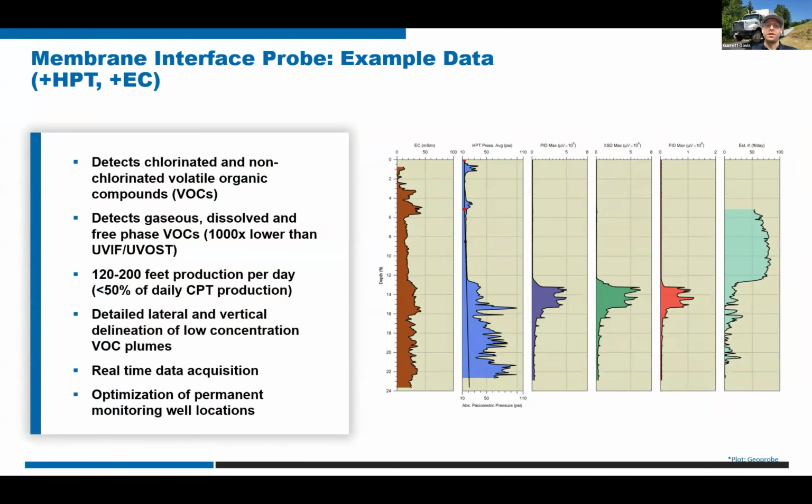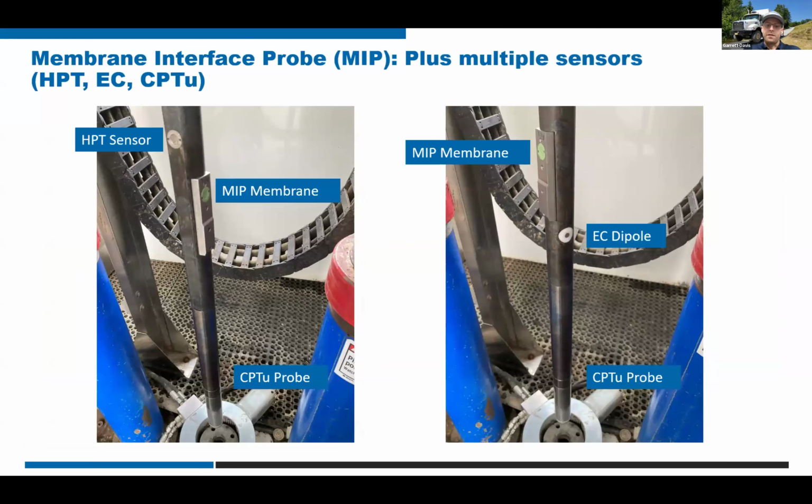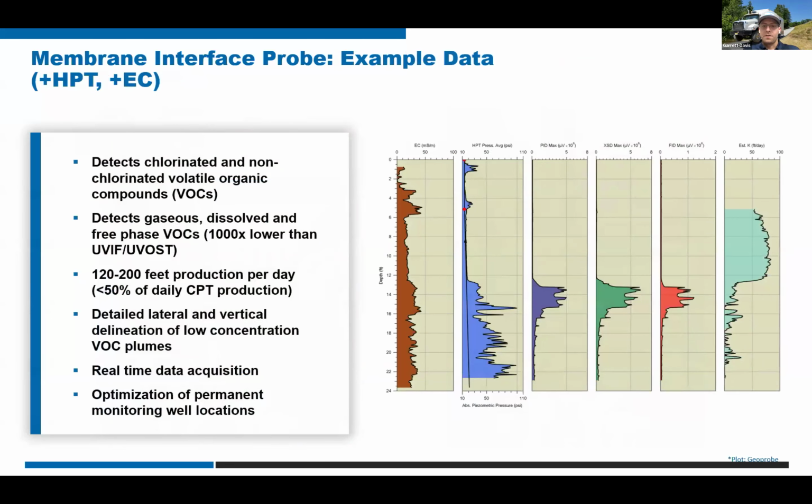Compared to CPT, the production of MIP plus HPT EC is a little bit slower. This is because the test procedure calls for stopping each 1 foot interval, which allows that heater block to heat up and volatilize the compounds, which are then sent uphole. This takes a little bit of time, so your production rate is decreased.